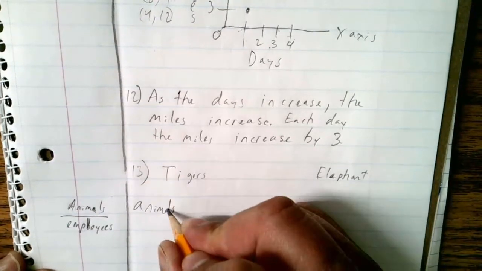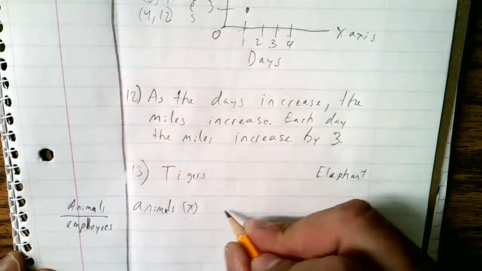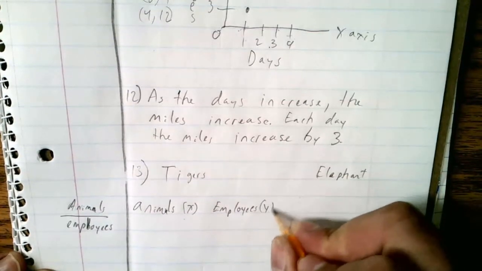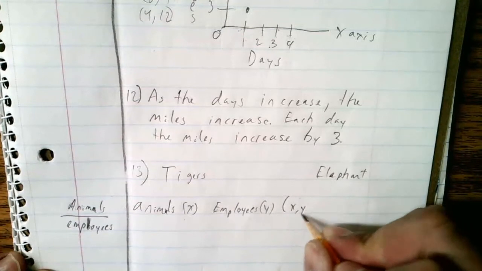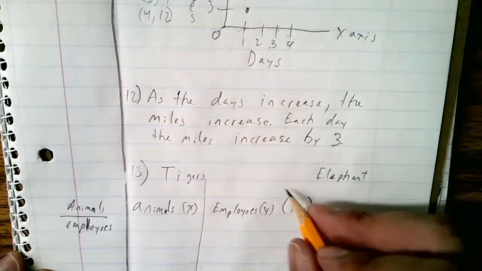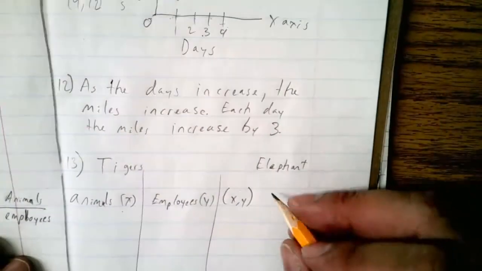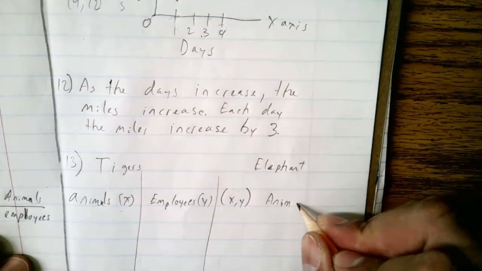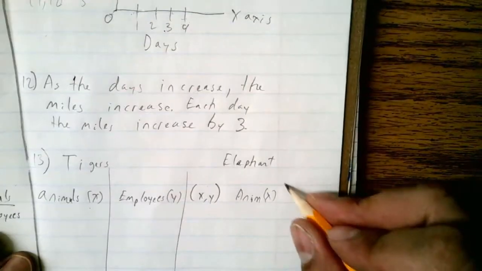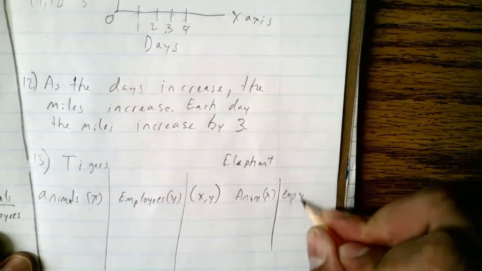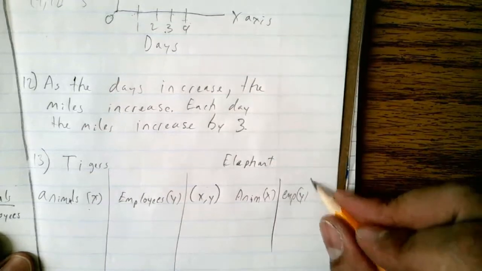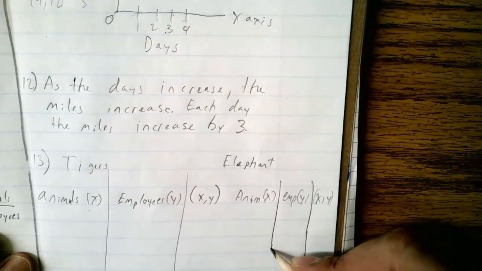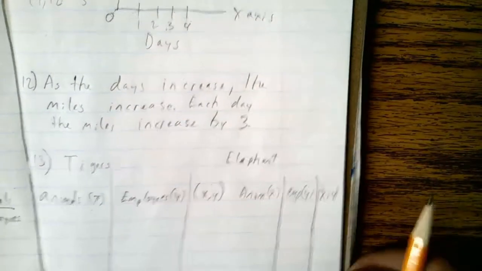Animals, which is going to be the X. Employees, it's going to be the Y. And then put it together, X, Y. Okay, ran out of space here, so I'm going to put A for animals, anim, emp for employees, and then, boy, not the best way to do this, but I didn't plan it out carefully.